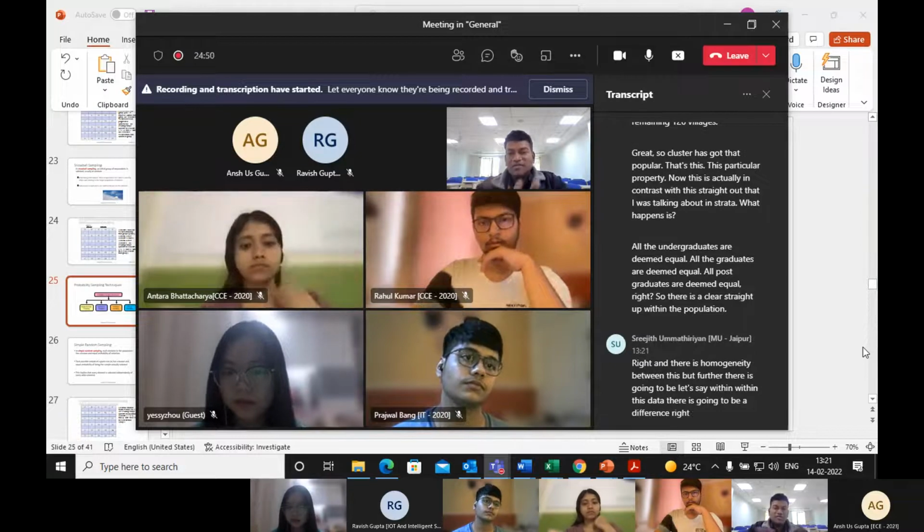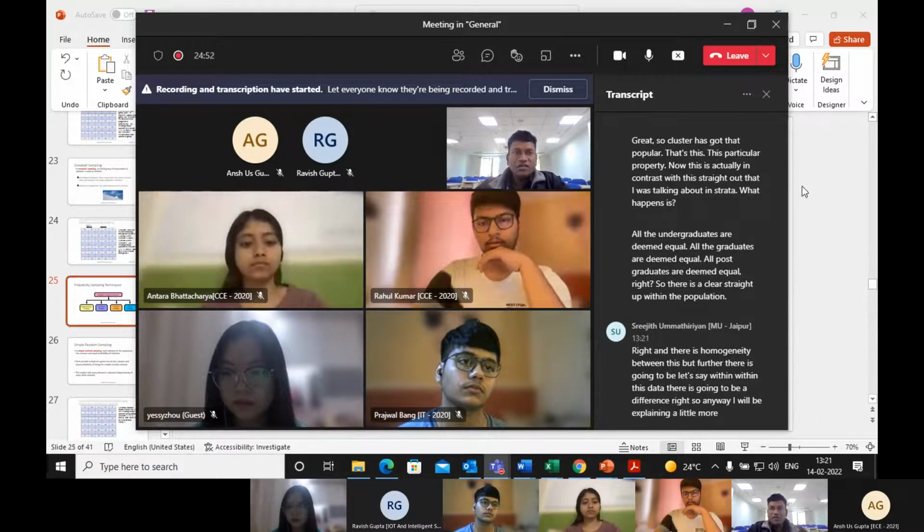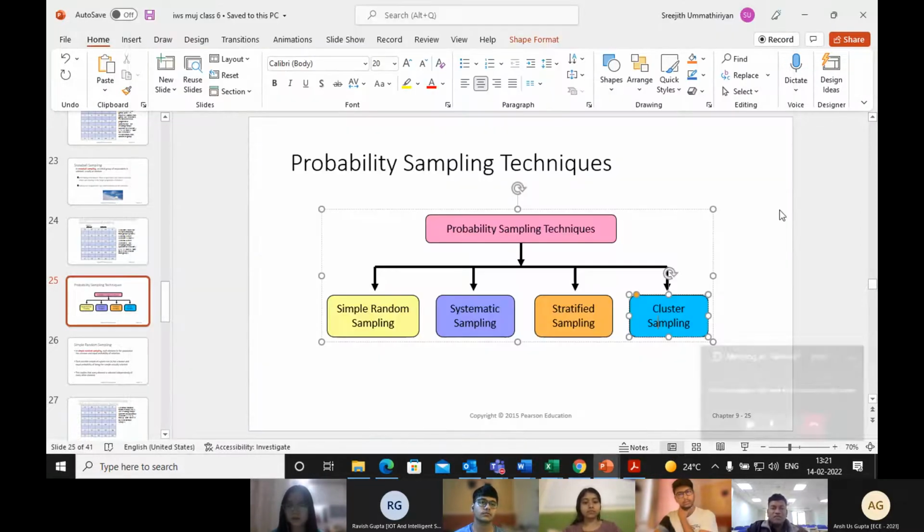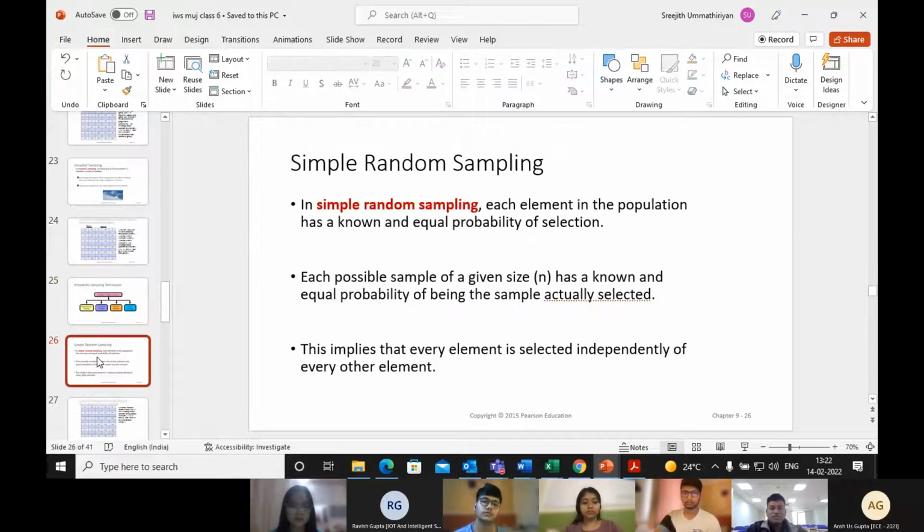So anyway, I will be explaining a little more. I just wanted to give opening comments about all these four methods. Now, probability sampling techniques, four: simple random, systematic, stratified, cluster. So now let's look at all of these in a little more detail.